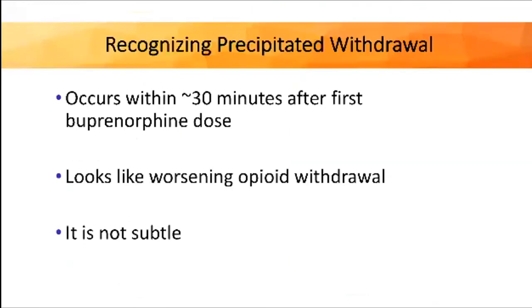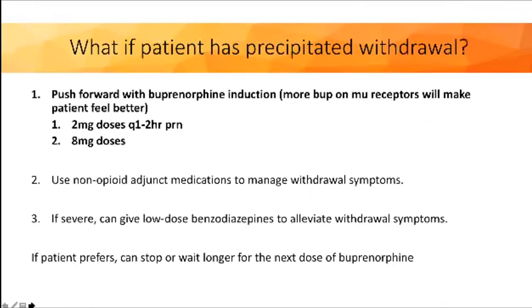Recognizing precipitated withdrawal. This usually occurs within 30 minutes after the first buprenorphine dose, and it essentially is going to look like worsening opiate withdrawal. And at this point, it's not subtle. When I've seen it, the patient is very nauseous and usually feels a very sudden urge to throw up. So if you get this kind of quick onset nausea with a lot of anxiety, sweating, it's likely precipitated withdrawal if they've just gotten their first dose of buprenorphine.